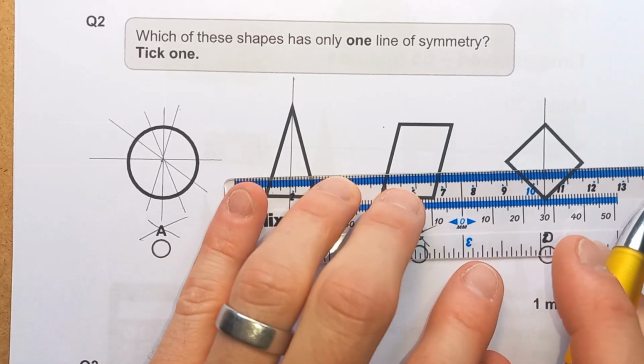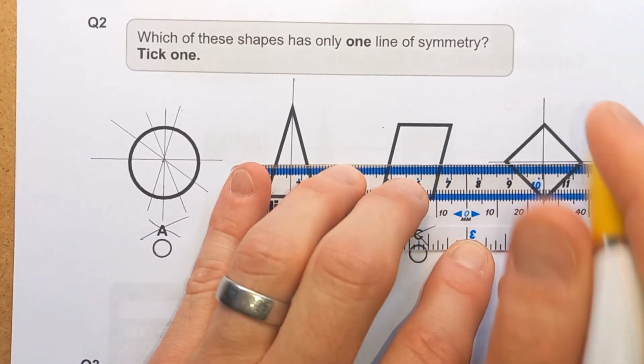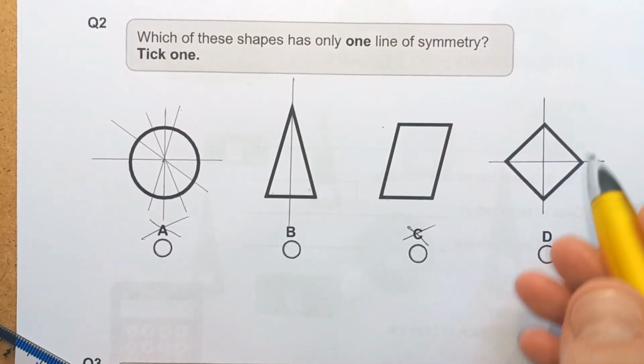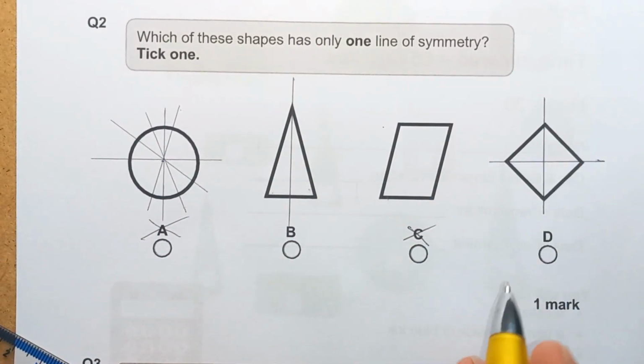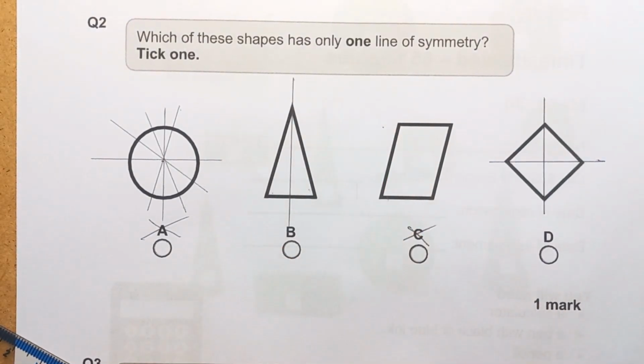But we've also got a line of symmetry through here. And in fact, we might even have some more going this way as well, if it looks like it's a square. But it says there's only one line of symmetry, so it must be B.